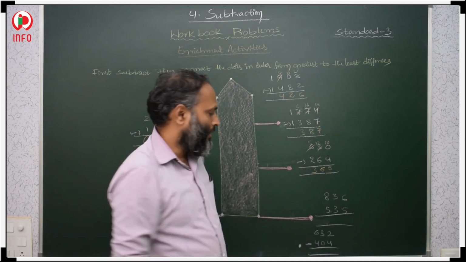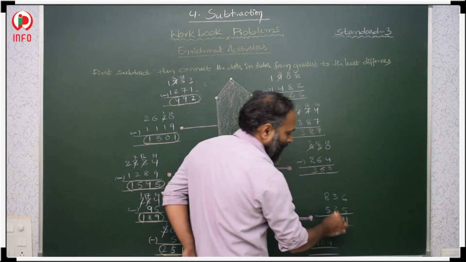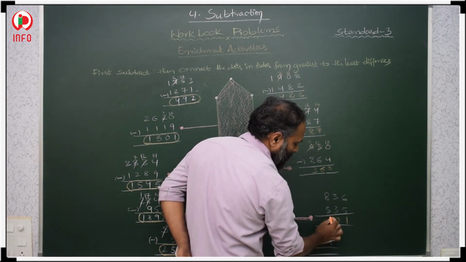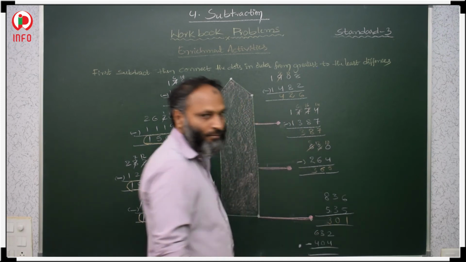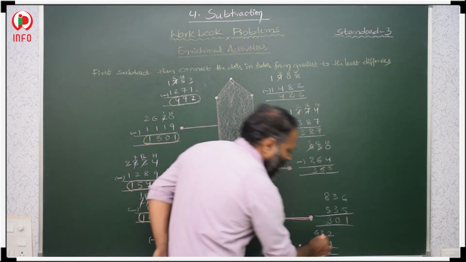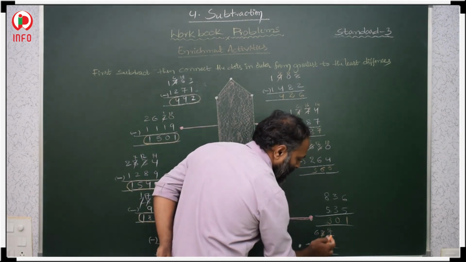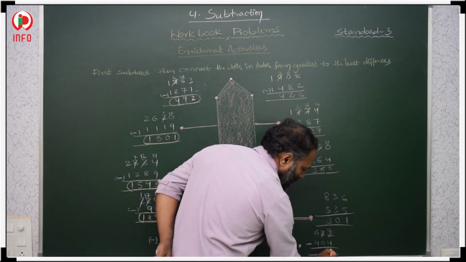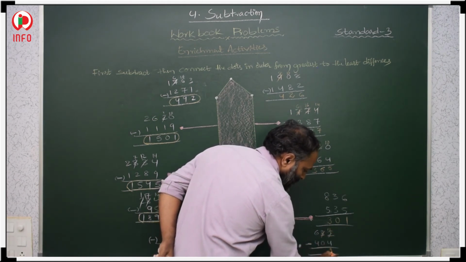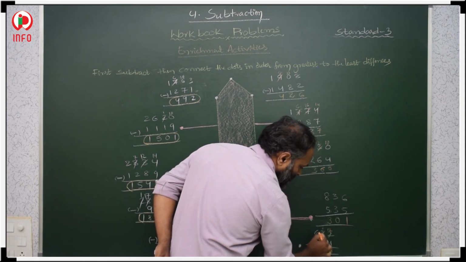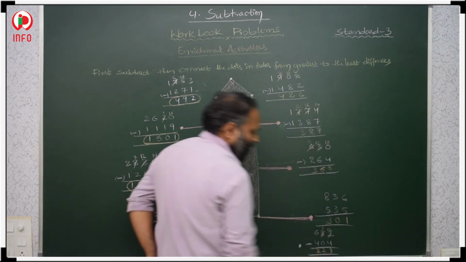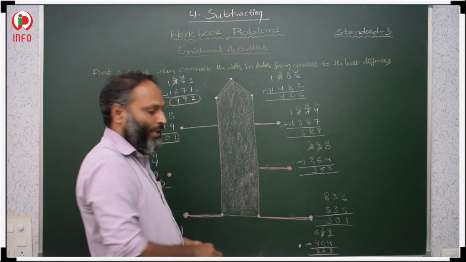Now 6 minus 5 is 1. 3 minus 3 is 0. 8 minus 5, 3. Then take borrow from here, it is 12. 12 minus 4 is 8. Then here 2. 6 minus 4, 228.